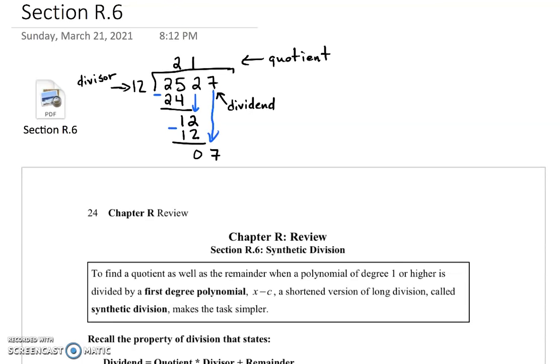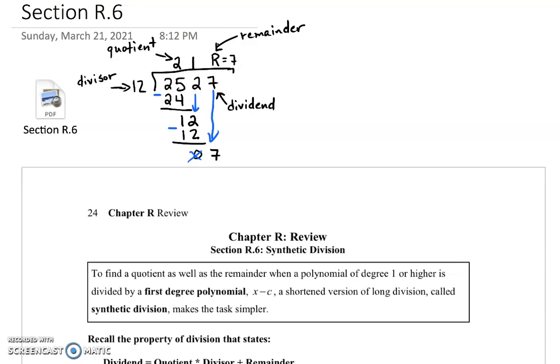And really, we can ignore the 0. We don't need to write it. Once we bring down the 7, 12 does not go into 7. So we write an R, which stands for remainder of 7. And since I put the remainder there, I need to move where my quotient is. So our quotient is 21, and our remainder is 7.